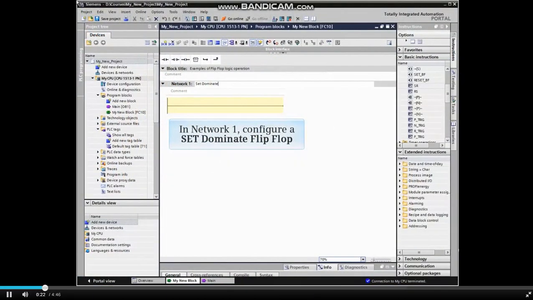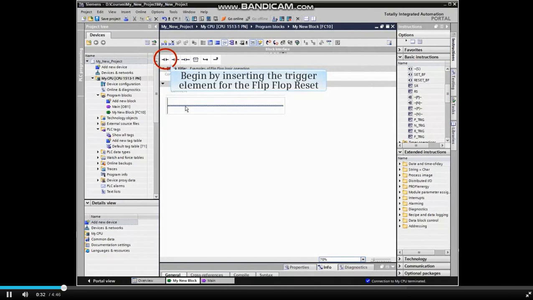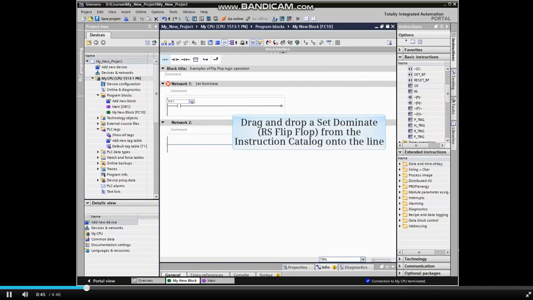We will begin by configuring a set dominant flip-flop in network 1 of an existing block in our TIA portal project. We first insert the trigger element for the reset input of the RS flip-flop. We then drag and drop a set dominant, or RS, flip-flop from the instruction catalog onto the line behind the reset trigger element.